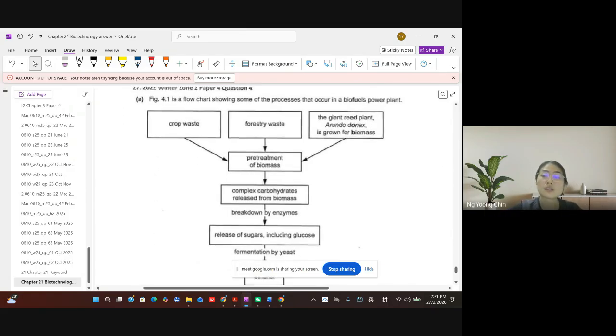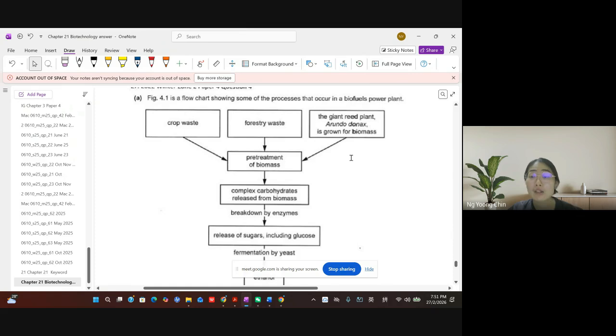What is meant by biofuel power plant? What is the source of the biofuel in the plant? For example, the corn. This one, biofuel in the power plant.